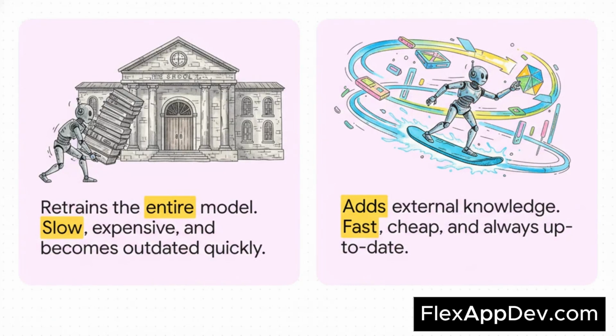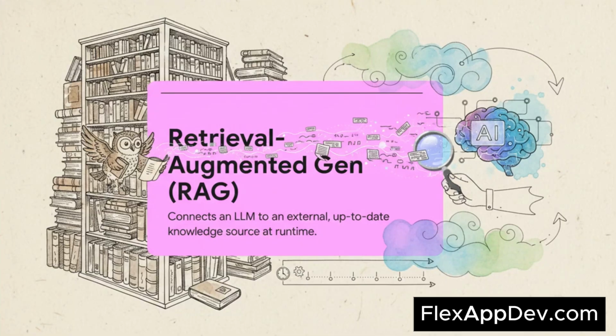Think of fine-tuning as sending the AI back to school. RAG, that's its quick, street-smart cousin. So instead of costly retraining, RAG just gives the AI a live research assistant for instant, correct info.